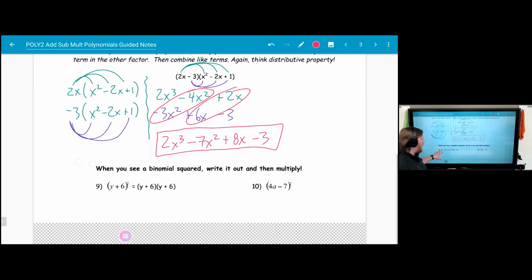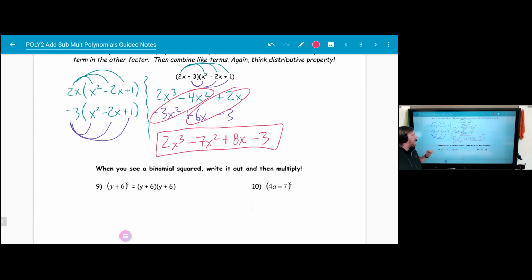Now, let's take a look at binomials down here. When you see a binomial squared, you write it out, then multiply. Here's the biggest mistake that people make, and I've already seen people do it in quadratics. Y plus 6 squared is not y squared plus 36. Do not do that. Because something squared is itself times itself, right? So y plus 6 squared is y plus 6 times y plus 6.